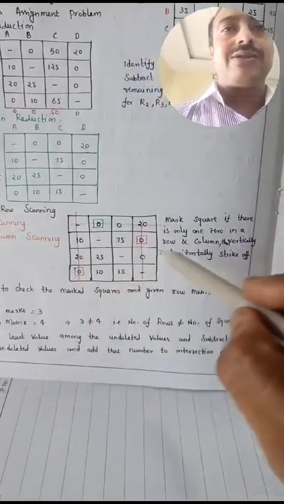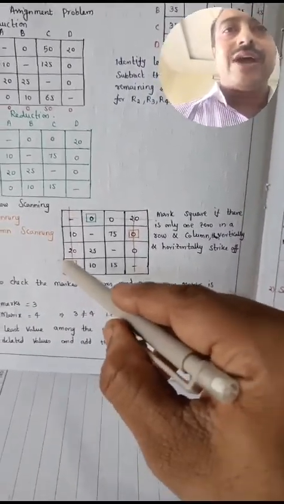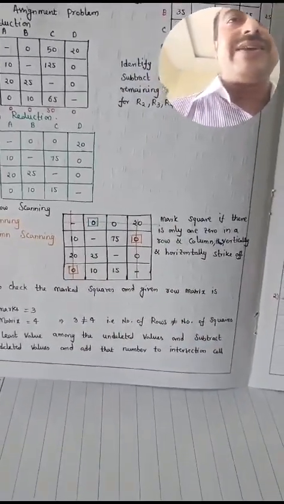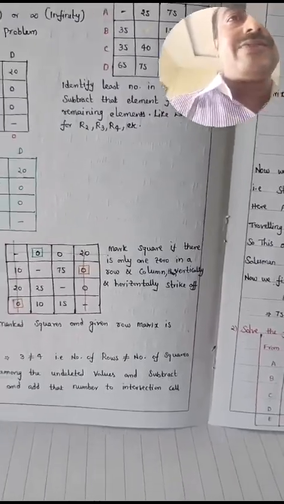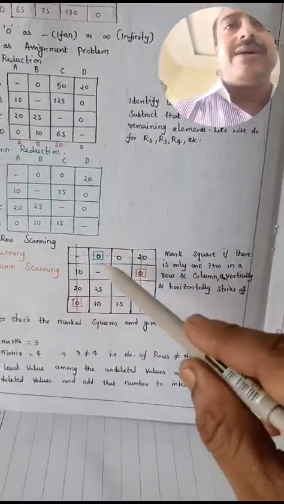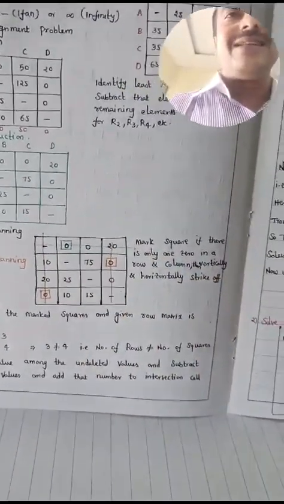I move to the third row, where there are no zeros. In the fourth row I have only one 0, so I give it a box and cross the column. And now I will move to the columns. The first column is already crossed. In the second column there is only one 0, so I give it a box and cancel the row.